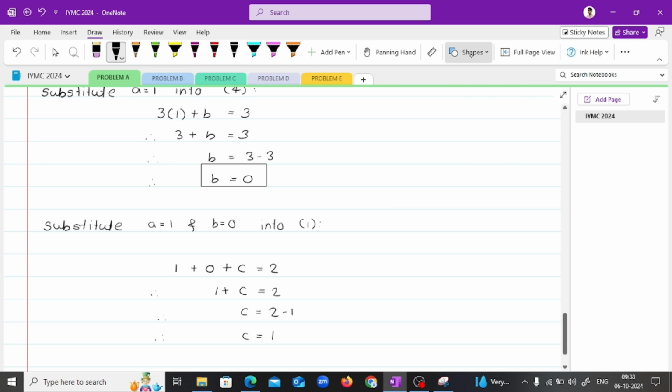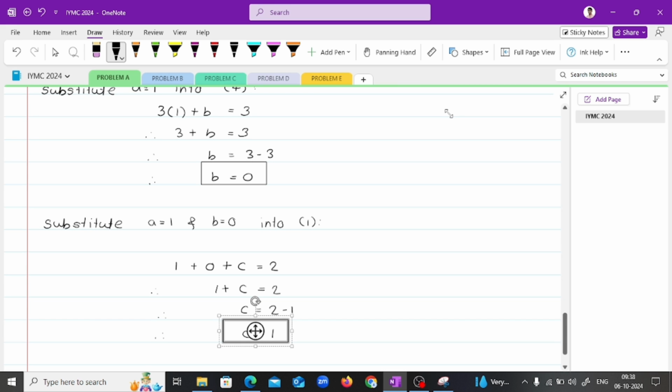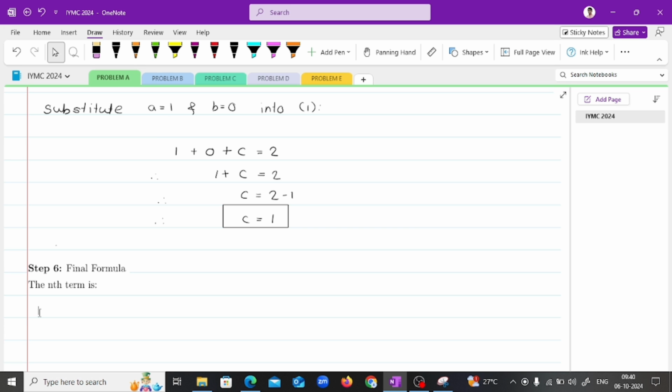So I will give a box to this equation, and in the next step we will find the final formula for this sequence, and then we will substitute n is equal to 7 in that formula to get the 7th term of this sequence. Okay, so in step 6 we will find the final formula by substituting the values of a, b and c.